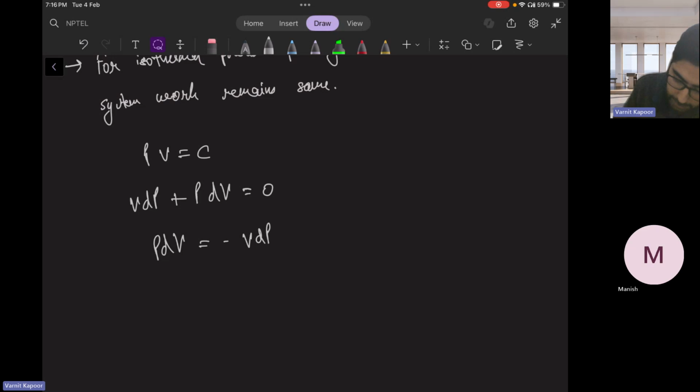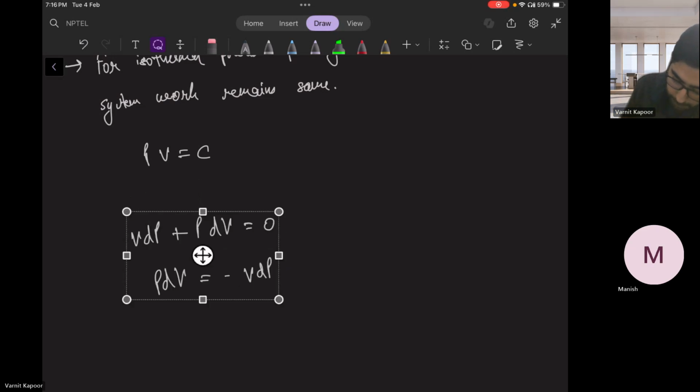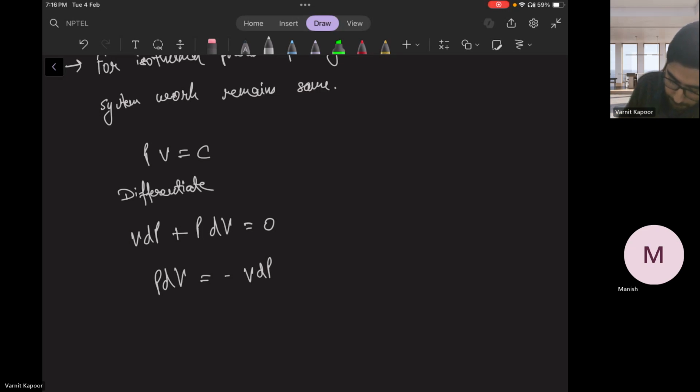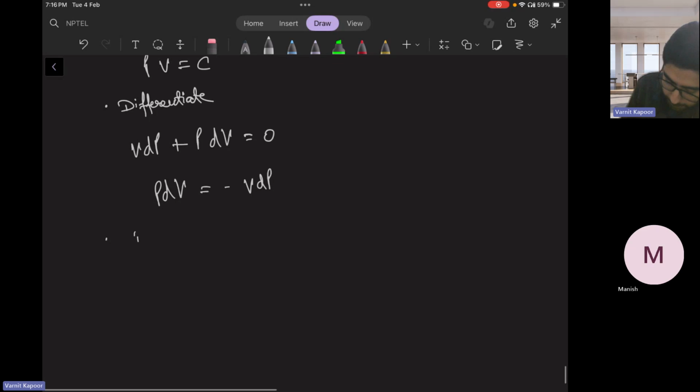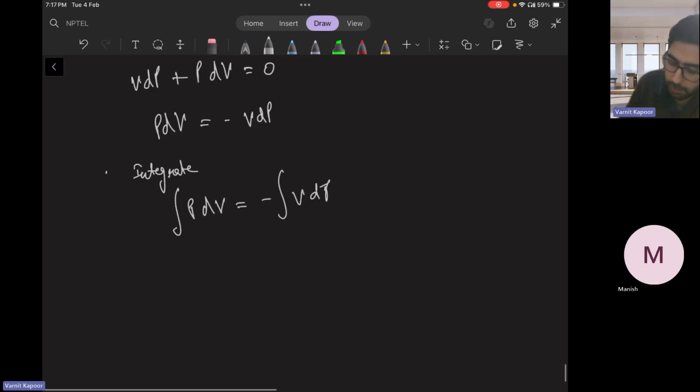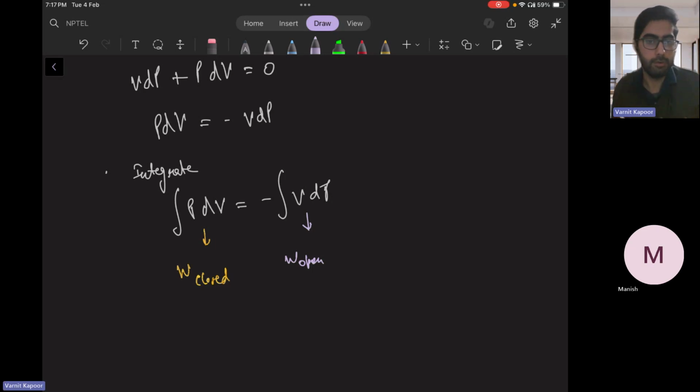So first we differentiated, then integrated. And this is your work of closed, and this is your work of open, and both are equal. Work closed is equal to work open. Clear? Any doubts? We'll come to the adiabatic process. Give me a minute.